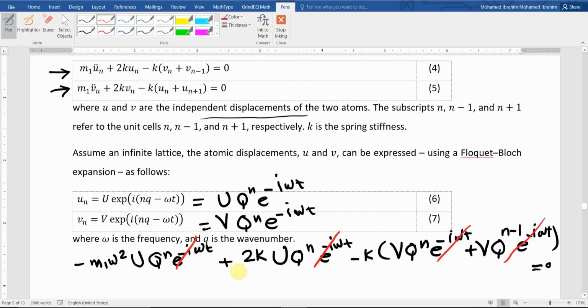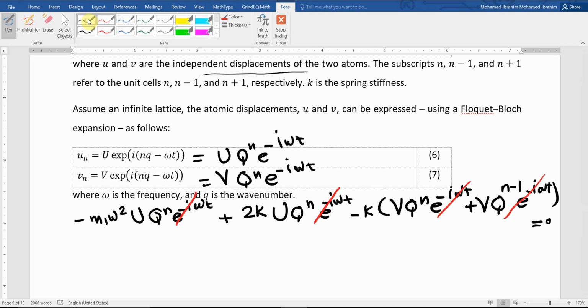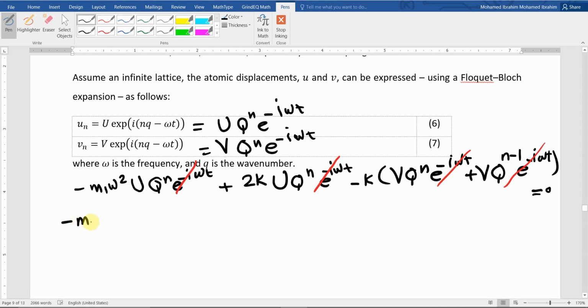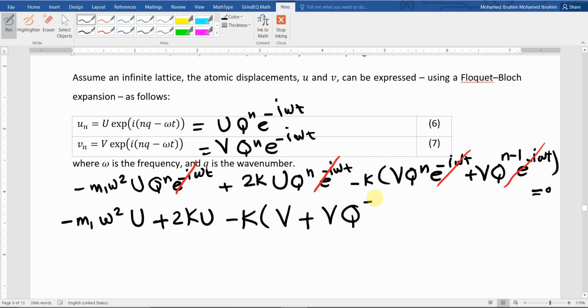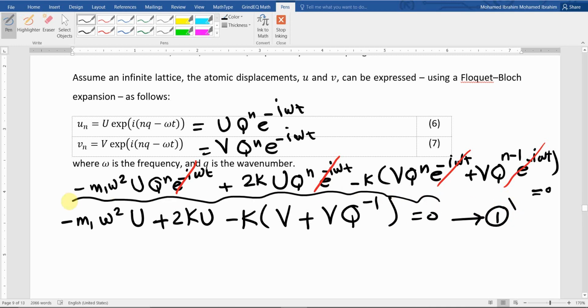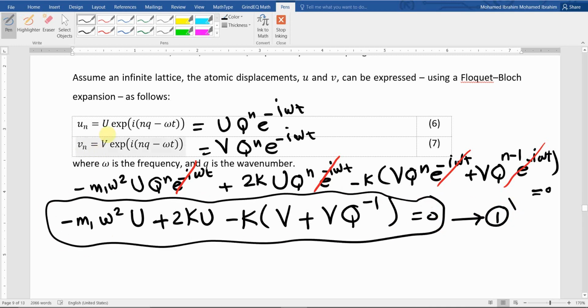Also, if we divide all of this equation by qn, we're going to end up with another form of this equation, which is going to be negative m1 omega square u, and then we're going to divide by qn, plus 2k u, divided by qn, negative k times v, divided by qn, plus v q negative 1, because we're dividing by qn, equals 0. And this is going to give us the 1 dash. This is the new form of the first equation upon the substitution of this trial function un.